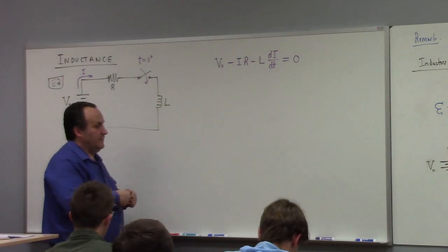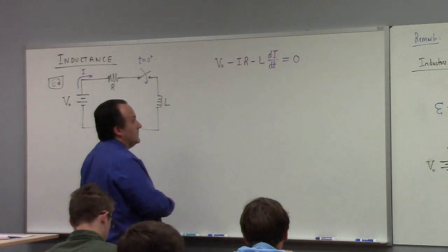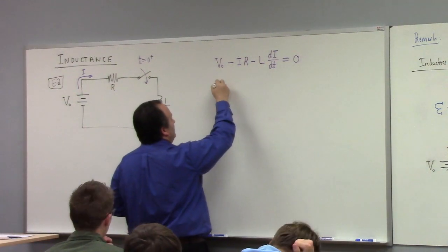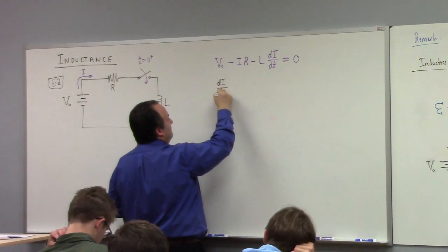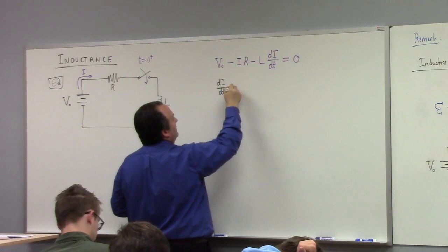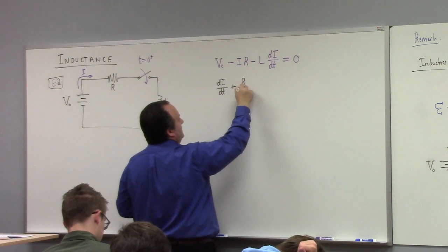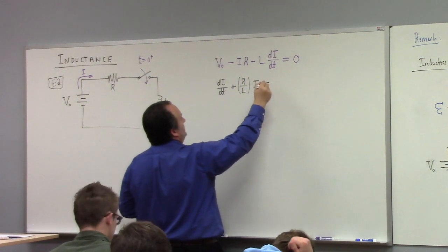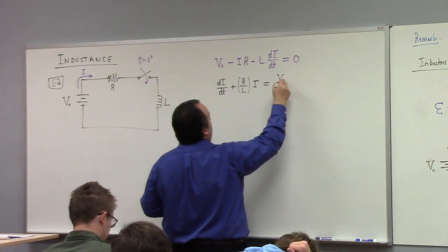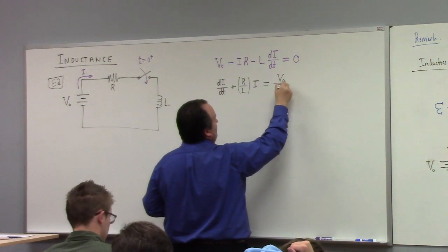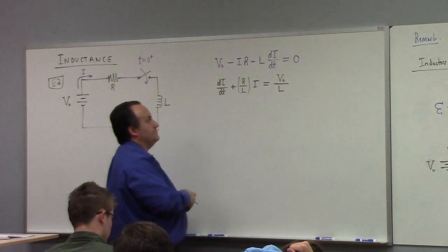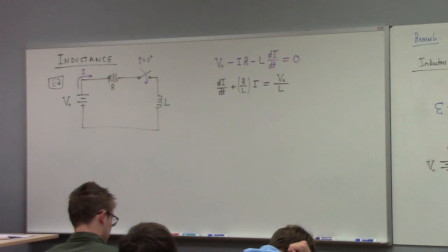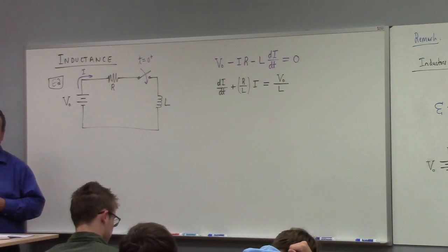And what are we up against here now? Looks like, as usual, a differential equation. So if I rewrite this in standard form, I've got di dt plus R over L times I is equal to V0 over L, I suppose. What kind of differential equation is this? First order linear, that's right.